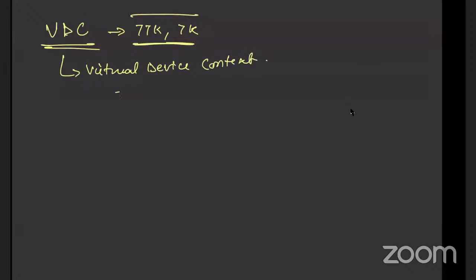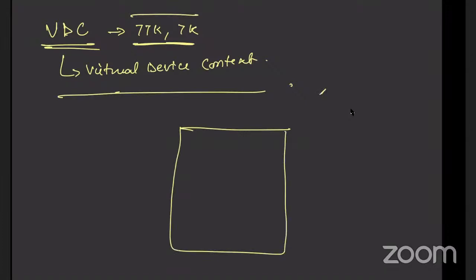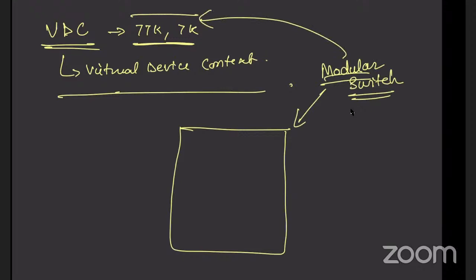So basically what is going to happen? For example, you have one complete modular switch from this series. Now you can divide this physical switch into logical switches. When I talk about logical, I am drawing it with the dotted lines.